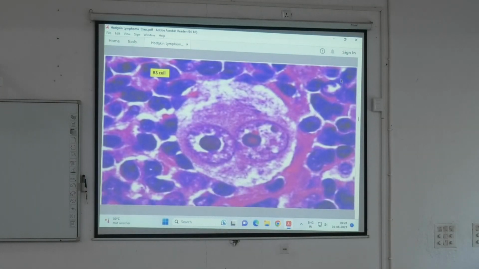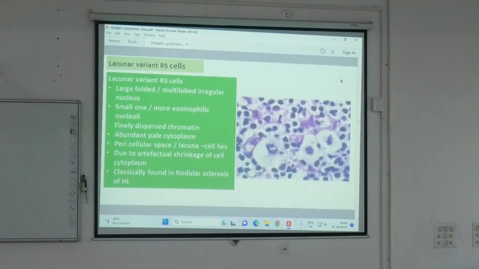See one more picture. See this cell, eosinophilic cytoplasm. This is the nucleus: two mirror-image nuclei, prominent eosinophilic nucleoli, with the perinuclear halo. So this is the diagram and the characteristics of a classical RS cell. I am showing so many of these diagrams so that you remember something.